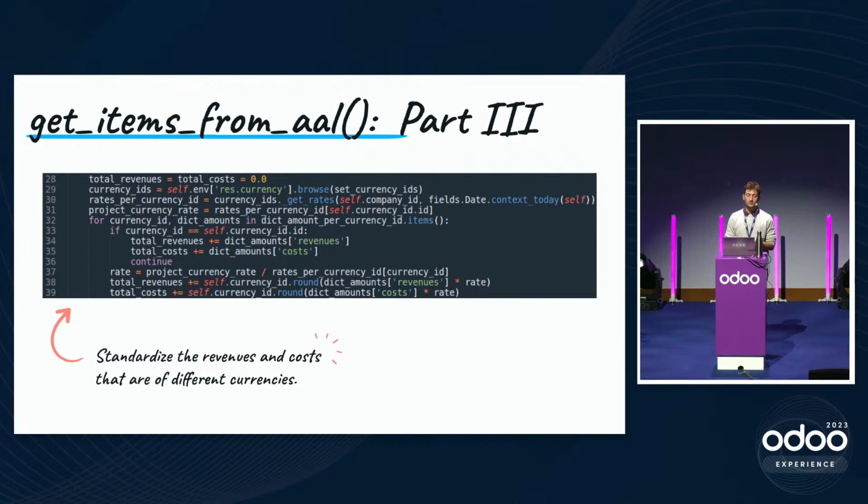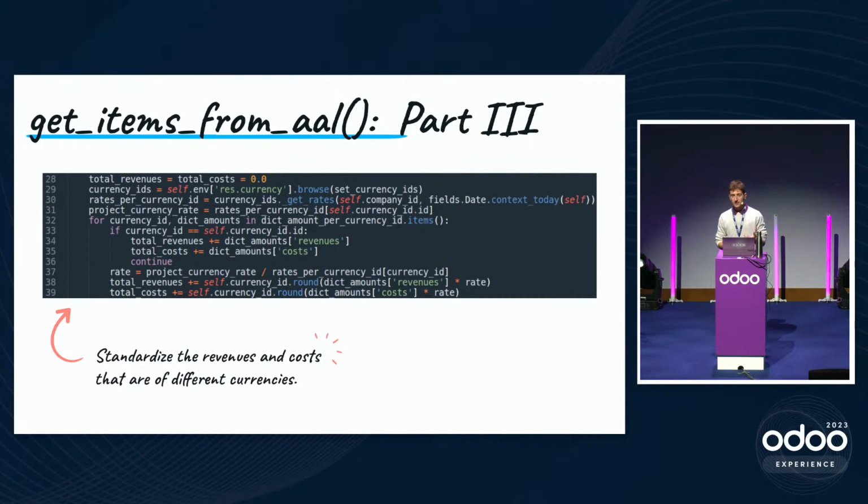In the beginning, we define two new variables, the total revenues and the total costs. Then we get all the currency IDs that we've taken from the account analytic lines, and we get the rates for each of the currency IDs. Then we get the currency ID of the project, and we loop over all the items in the amount per currency ID dictionary, and we add each cost or revenue to the total revenues and total costs variables, by checking the currency ID.